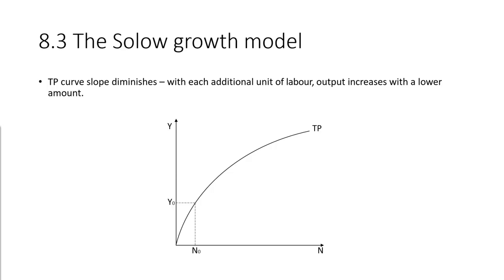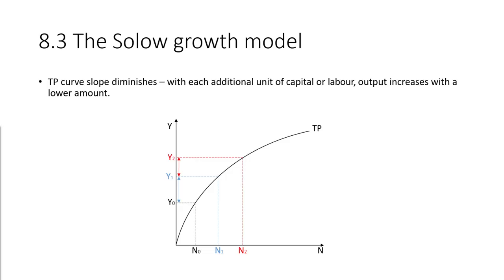Here's an example of our total production curve, and we're going to illustrate to you now how increasing labor would have diminishing marginal returns. If we increase labor from N0 to N1, you can see that increase in income from Y0 to Y1. If we increase labor again by roughly the same amount, you can see a smaller change now from Y1 to Y2. If we were to increase it again, you would have an even smaller increase in income, and that is the diminishing marginal returns to labor.